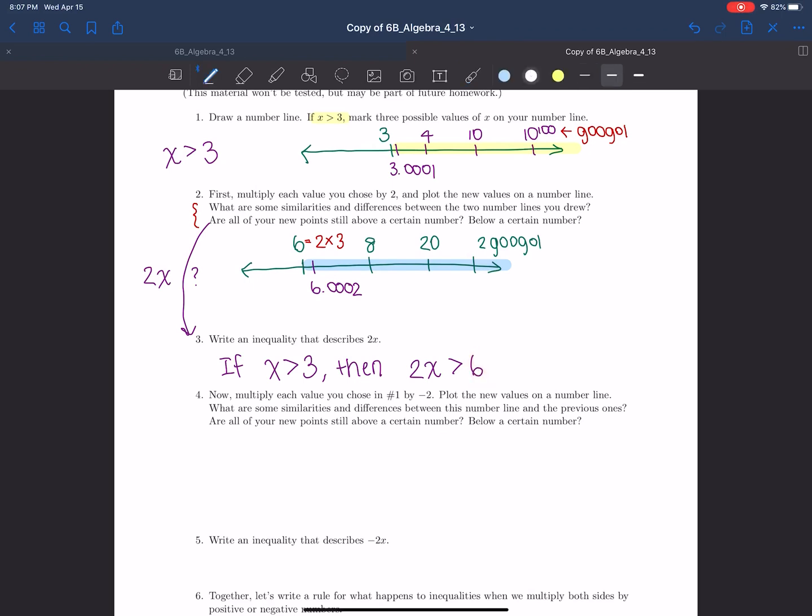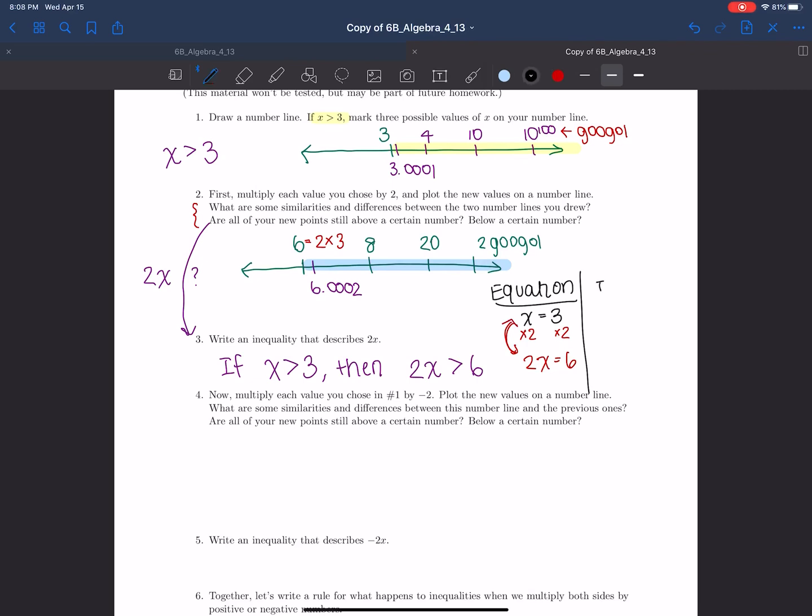Okay? And this is really nice, actually, because this looks a lot like what would work for an equation. So if I had an equation instead of an inequality, something like x equals 3, and I multiply both sides of that equation by 2, I would get 2x is equal to 6. And I can go back and forth between these two. They're telling me the same information.